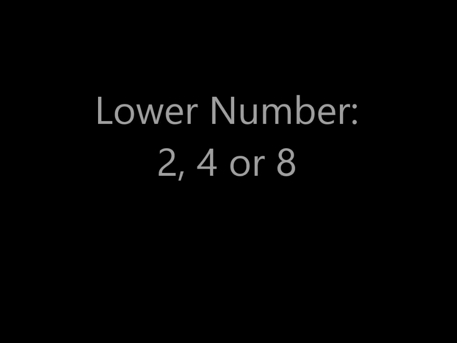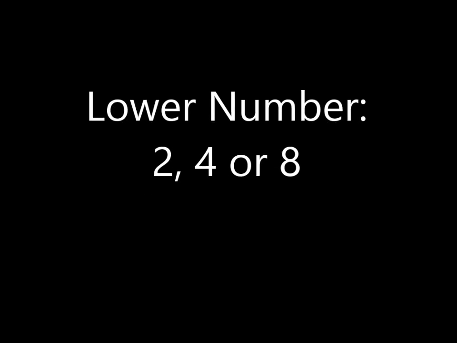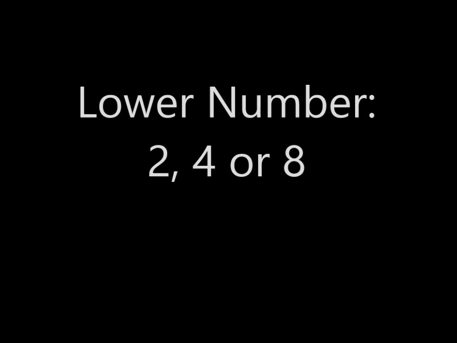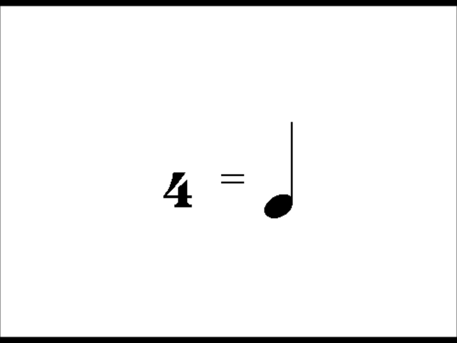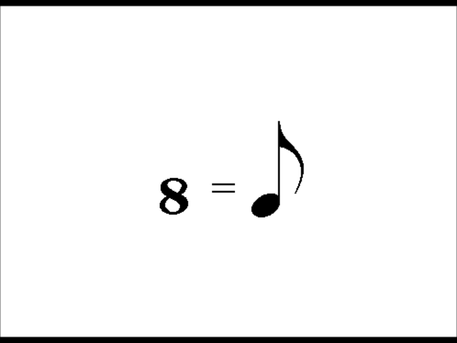The lower number of the time signature will normally be 2, 4, or 8. If the lower number is 2, that means you need to count minims. If the lower number is 4, you'll count crotchets. And if the lower number is 8, you'll need to count quavers.